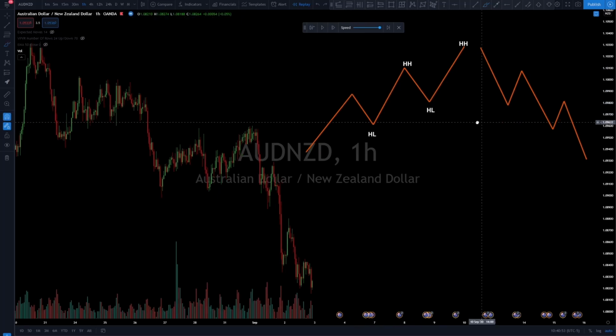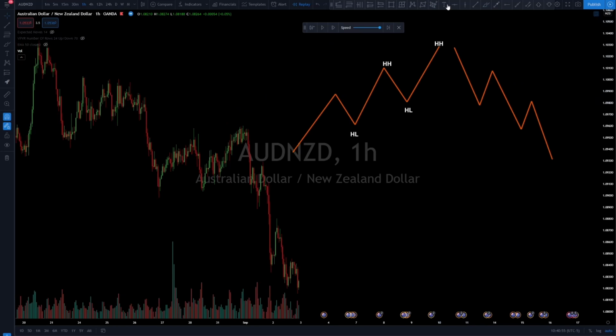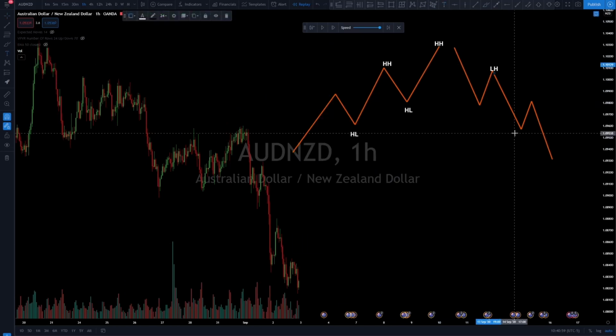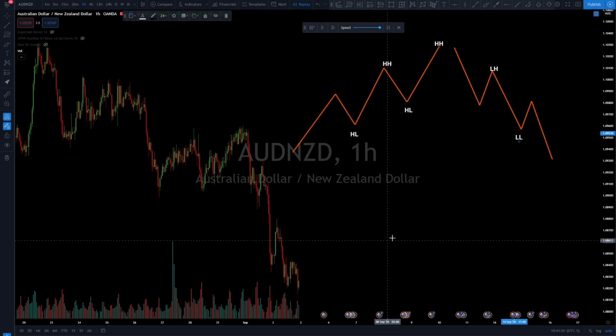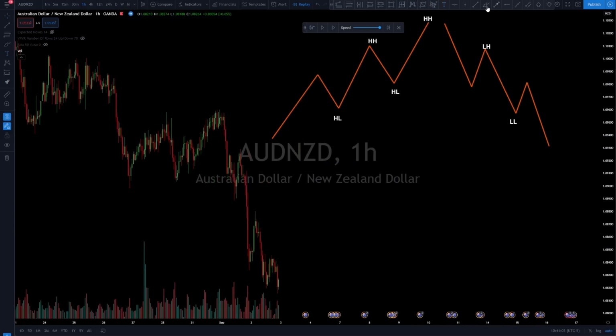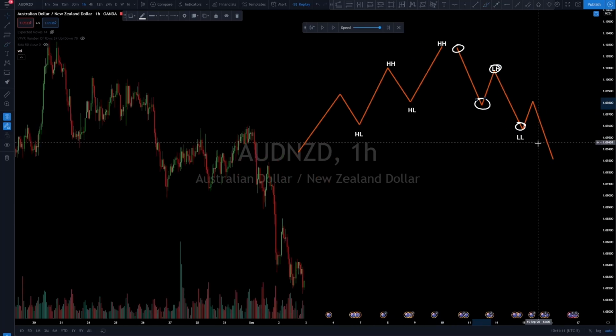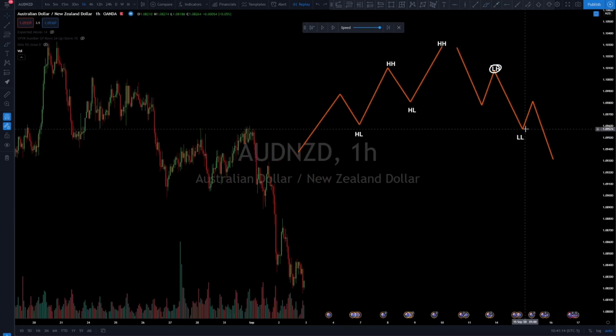And then the downtrend is the exact opposite, right? We have our lower highs and lower lows. Why is this a lower high? Because this high is lower than this high. And why is this a lower low? Because this low is lower than this low. So as long as you can identify that in the chart, then you can identify the trend.